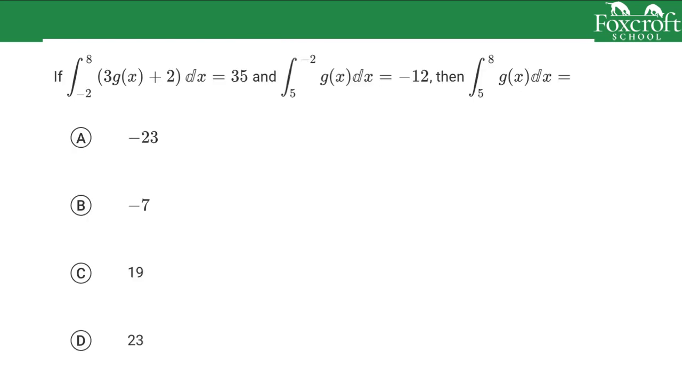The integral from negative 2 to 8 of 3g of x plus 2 is 35. And they give us the integral from 5 to negative 2. What is the integral from 5 to 8? So the first thing, whenever they give me these ones with a bunch of different bounds, I want to make a number line just so I can kind of make sense. I have negative 2 to 5 to 8. My final goal is to figure out what is just the normal integral from 5 to 8.